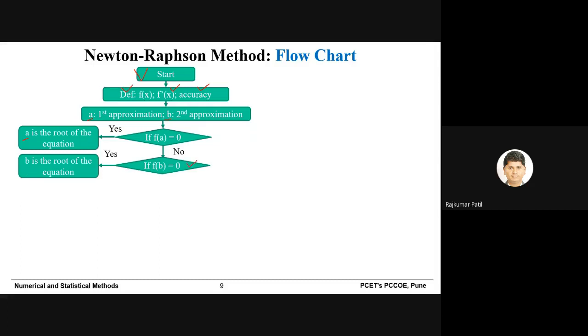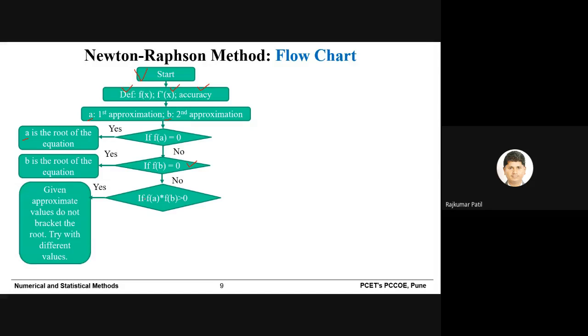But if this condition is not true, then we check whether the product of f of a and f of b is greater than 0. If this product is greater than 0, then we say that the given approximate values do not bracket the root, that is, the root does not lie between a and b, and we need to try different values. So that's why we go back to step number 3, take 2 new values for a and b, and proceed again.